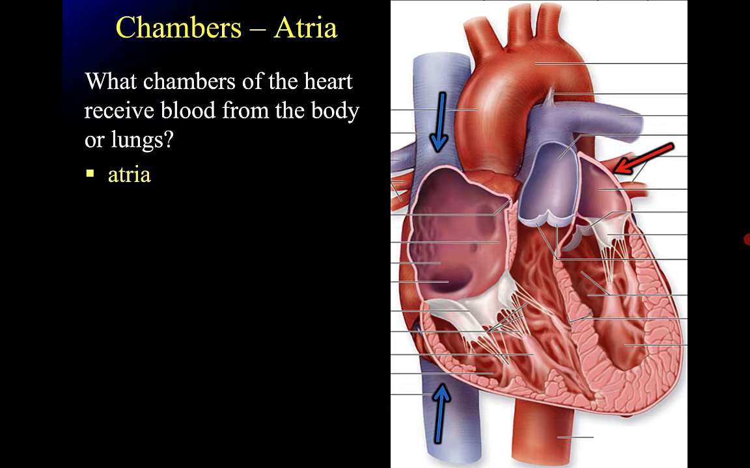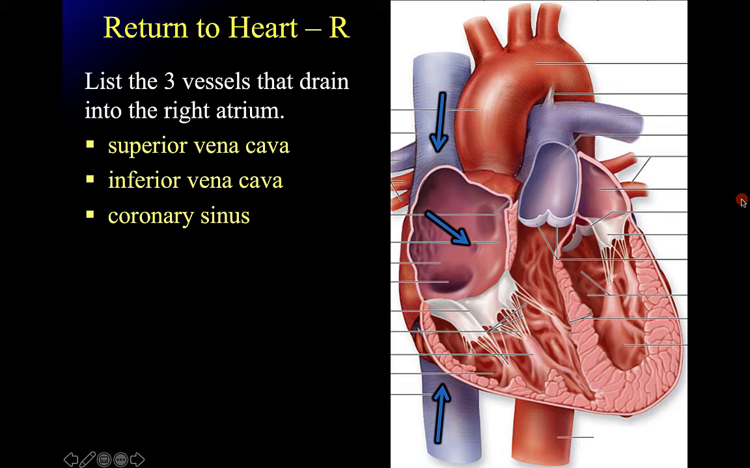All right, so let's take a look at the chambers really quick. The chambers that receive blood from the body or the lungs are the atria, the right atrium, receiving blood from the superior vena cava and inferior vena cava primarily, but also the coronary sinus, and the left atrium receiving blood from 4 pulmonary veins that are coming back from the lungs. We're going to take a look at these vessels, and again, these are part of what we want to know. We'll be learning these in lab as well.